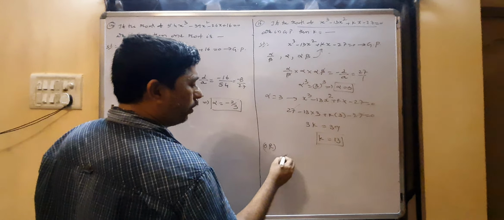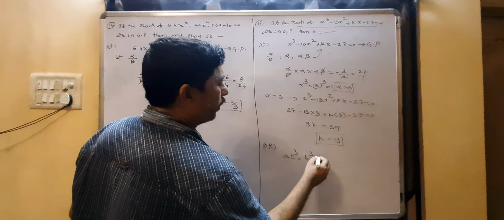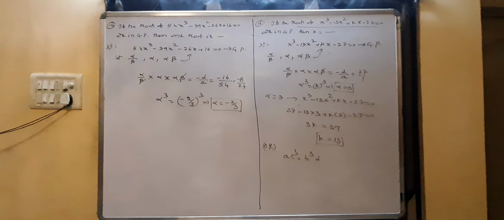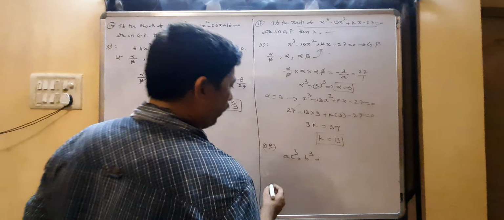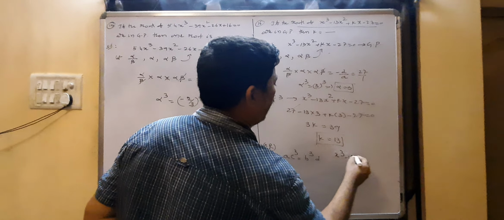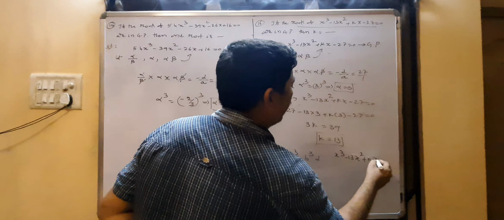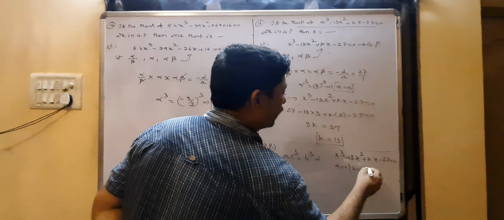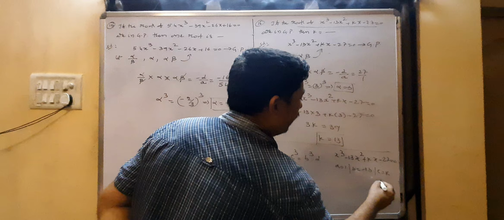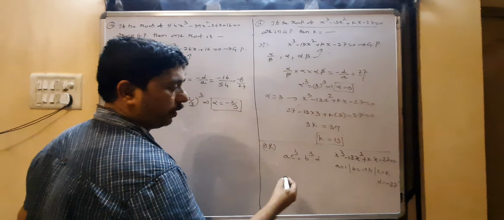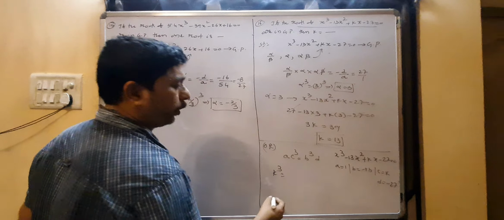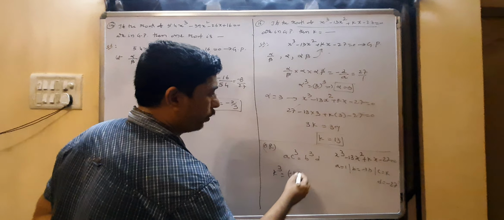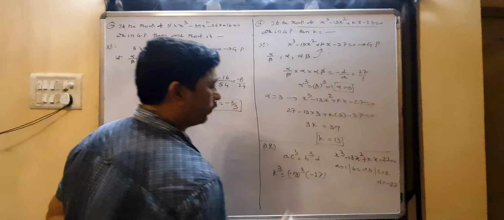Overall, AC cube equal to B cube D. You can go for the condition. AC cube equal to B cube D. A is 1. The given equation is x cube minus 13x square plus kx minus 27 equal to 0. A is 1, B is minus 13, C is k, D equal to minus 27. Substitute in the condition. AC cube is k cube, 1 into k cube equal to B cube, minus 13 whole cube, into D which is minus 27.